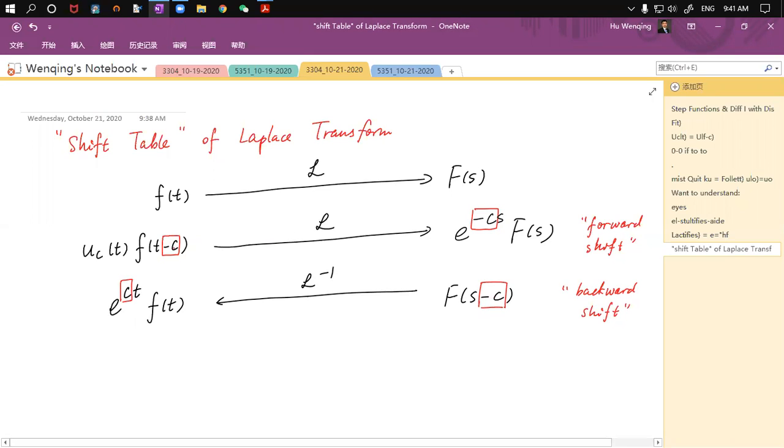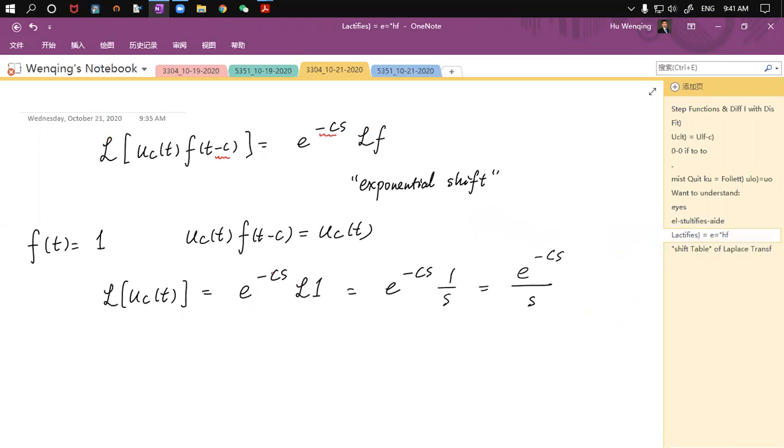So forward shift is going to preserve minus c as minus c, and backward shift is going to change minus c into plus c. Is that good for everybody? Okay. I will leave to you as an exercise to check that the backward shift is also working, the same thing as the check that I did here.